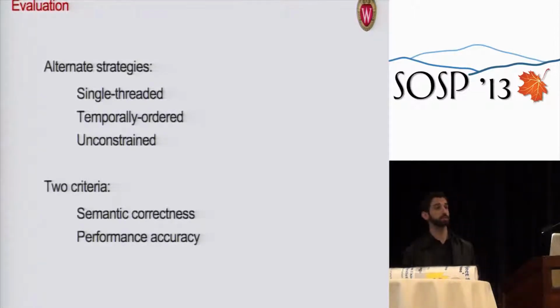So we've evaluated these 4 different approaches with 2 different criteria: semantic correctness and performance accuracy. On the correctness side, we look at basically just the return values of the system calls. If we see that read and write transfer the same amount of data, we interpret that as having preserved the essential system call semantics of the trace. On the performance side, we look at how well the performance of the replay matches the performance of the original application across different systems.